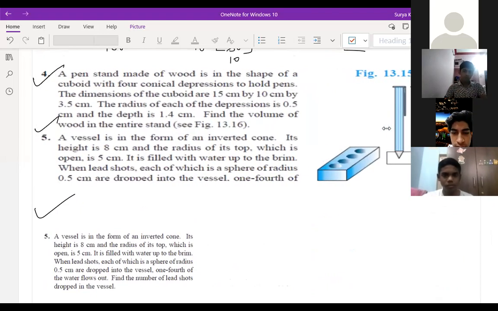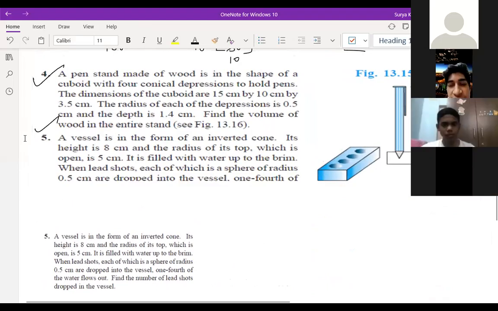Xavier, did you try it? Fourth one? Yeah, actually, I got disconnected from half of the meeting that day, sir, so I couldn't join back, sir. Acha.